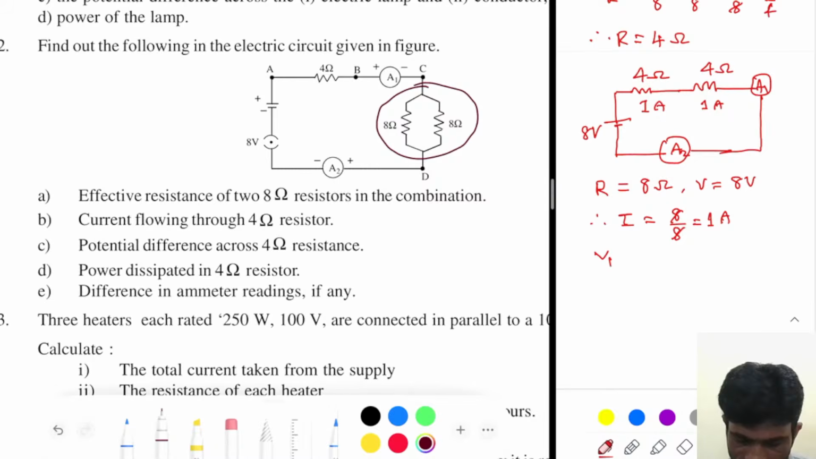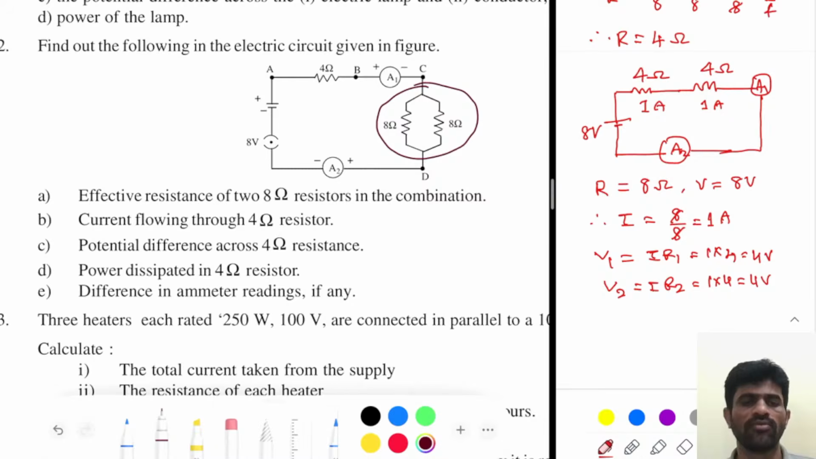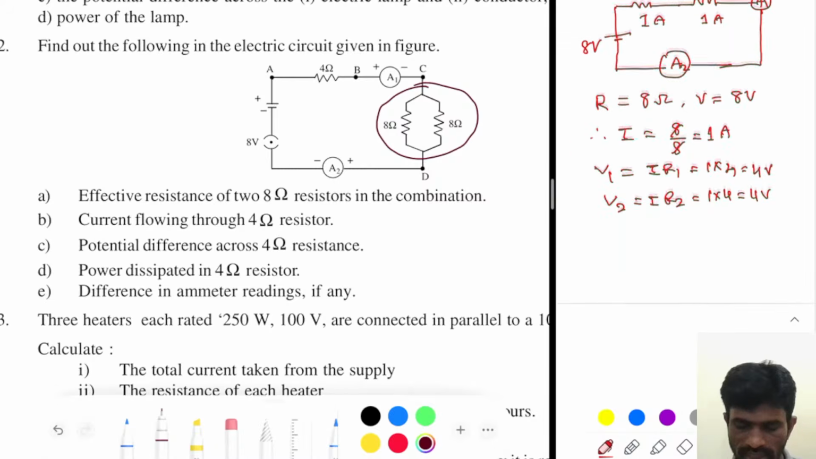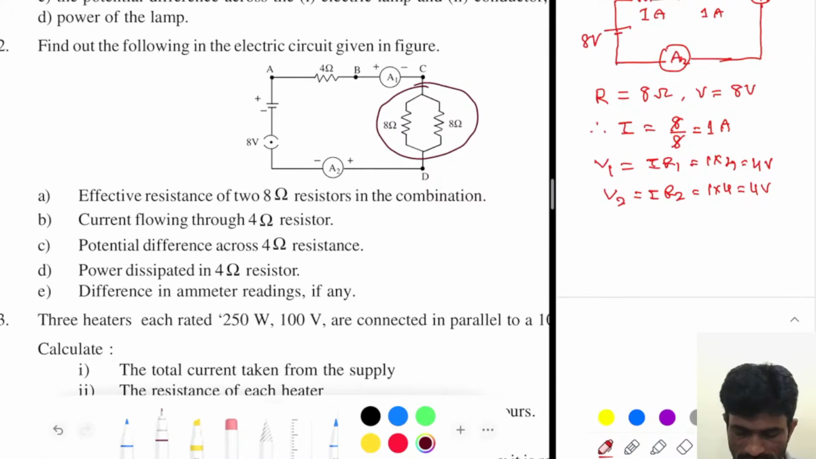And when you want V1, V1 is equal to I into R1, which is 1 into R1, which is 4. 1 into 4, it is 4 volts. Even V2 is I into R2, 1 into 4, that is also 4 volts. 4 volts and 4 volts. In both the cases, it is going to be 4 volts only.